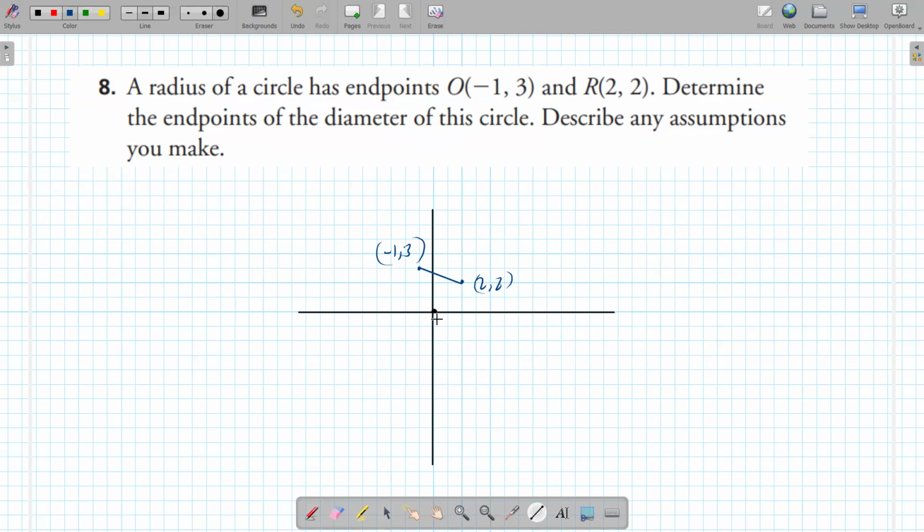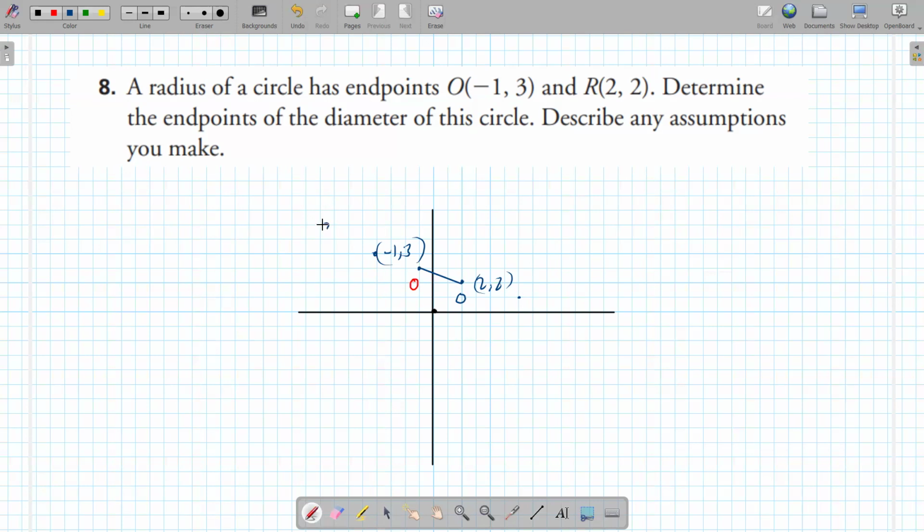Any ideas on how to do this? We're given points for the radius. We need to come up with the diameter. I'll give you a hint. I think this is gonna be the assumption. You can either treat this as the center of the circle, okay? This point O, that means your endpoint will be somewhere here. Or you can treat this as the midpoint and the endpoint will be somewhere here. So you can get two different answers for the diameter of the circle.